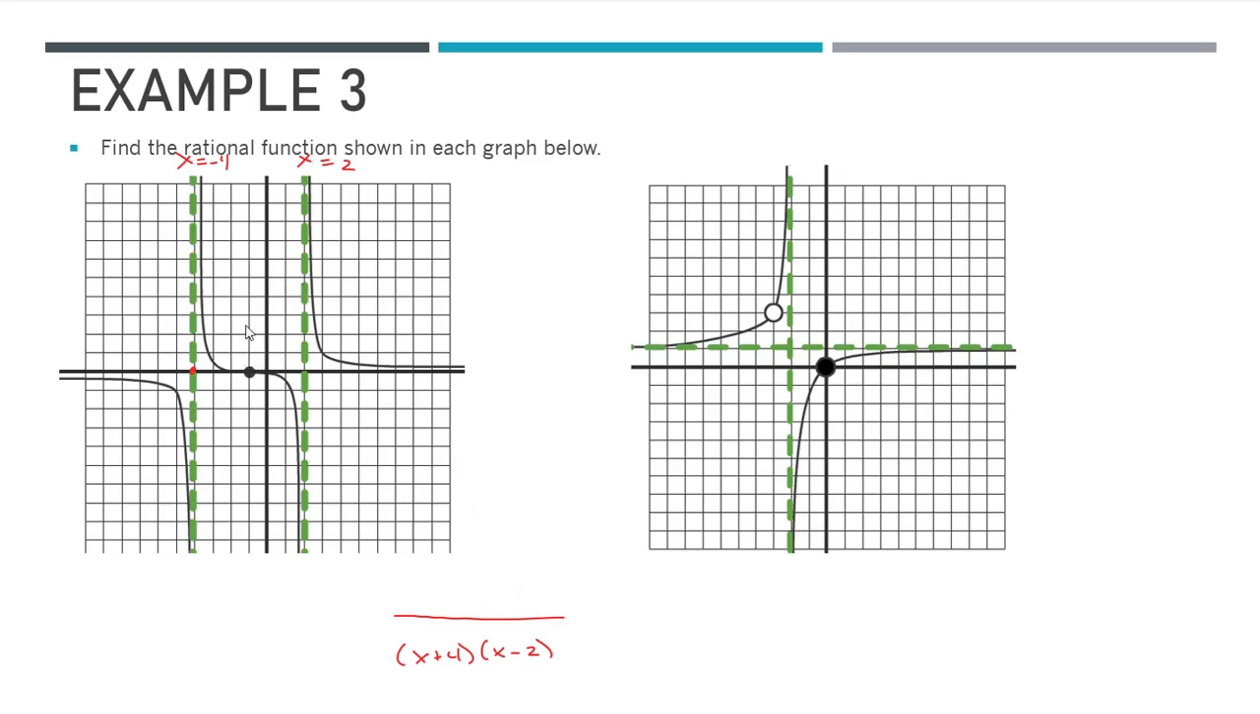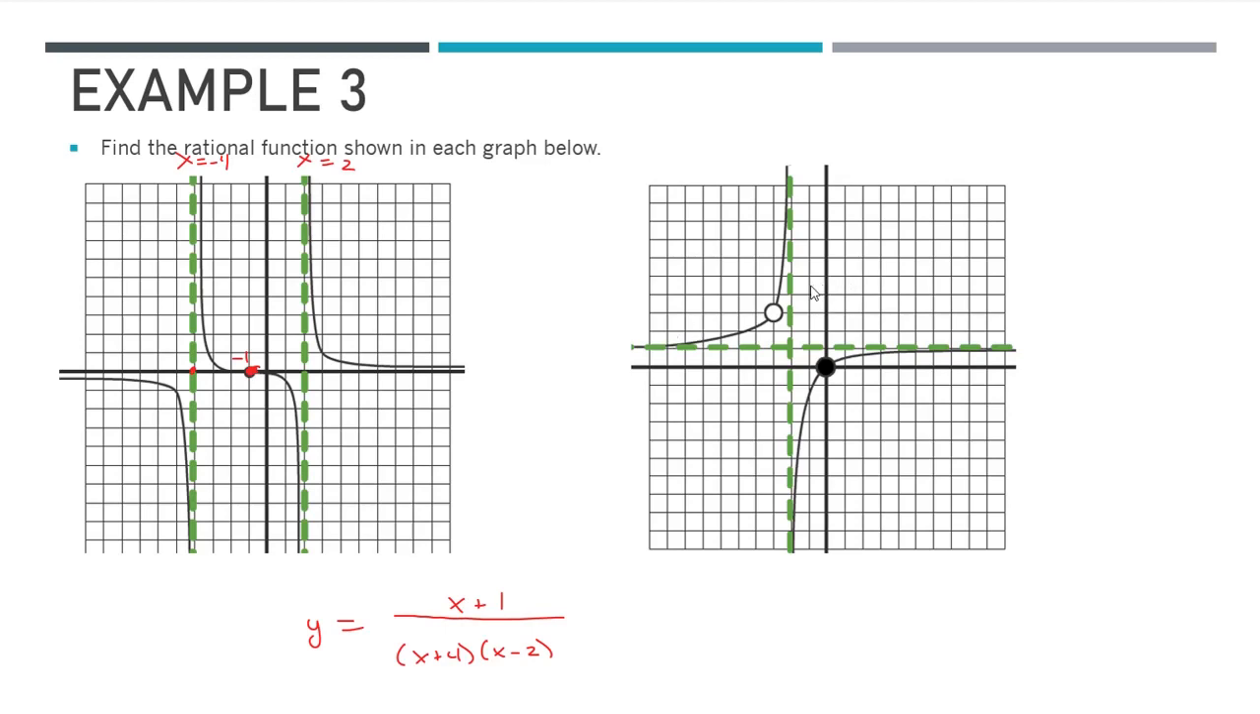Next is going to be my x-intercept. And right now I see that's occurring at -1. Which means it's going to be x plus 1 as my numerator then. And that's actually it for this graph. We have y equals x plus 1 over x plus 4 times x minus 2.